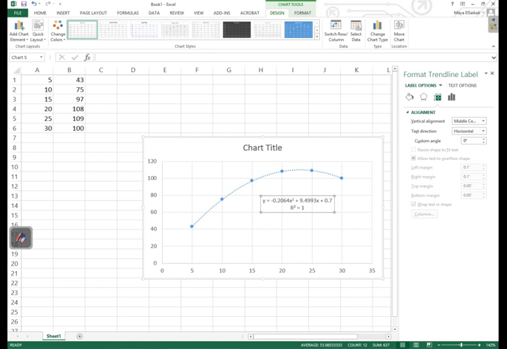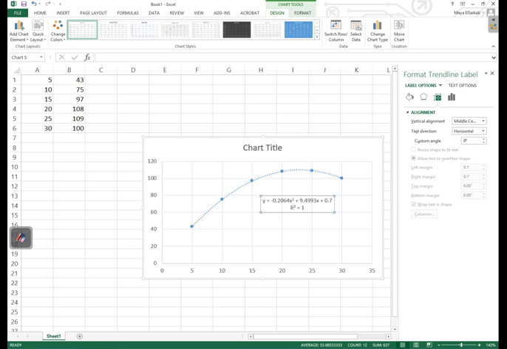Your a value looks like it's negative 0.2064 x squared plus 9.4993x plus 0.7. Looking at your r squared, it is 1. What does that mean? It's perfect. It's a perfect fit. Okay?